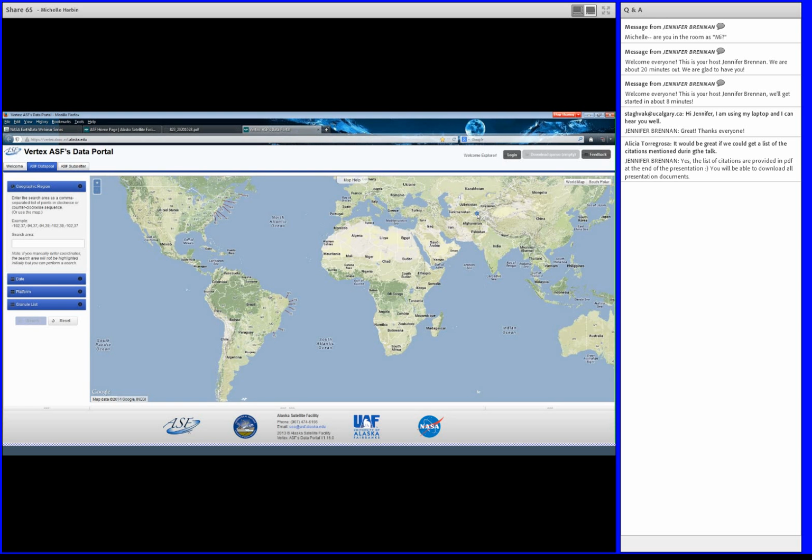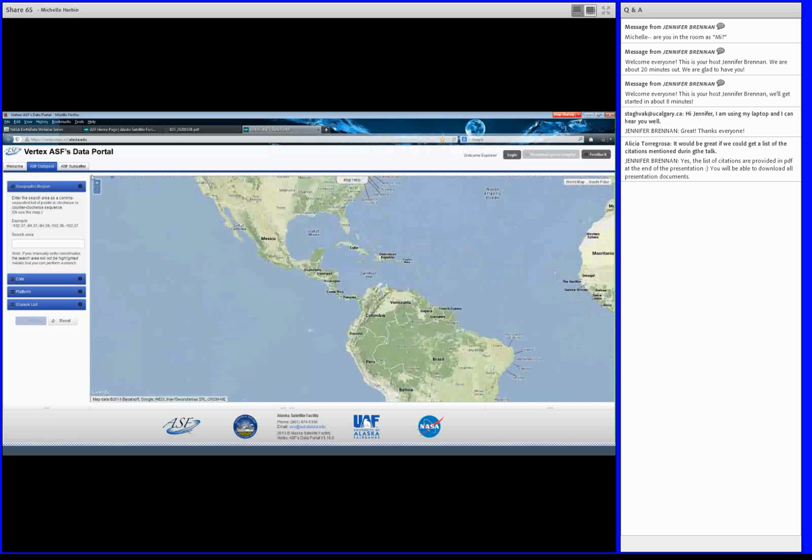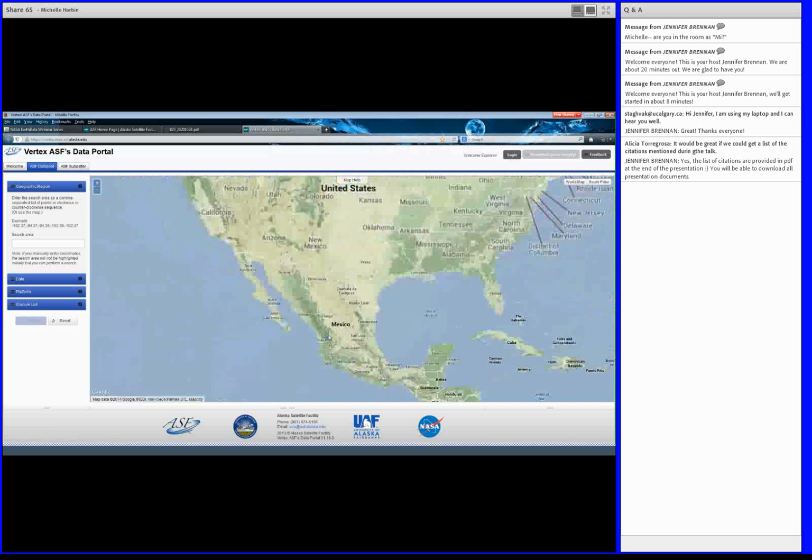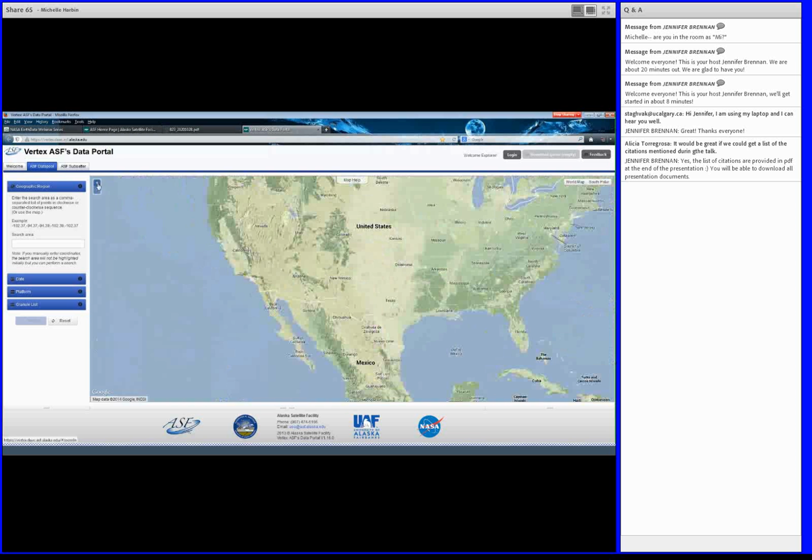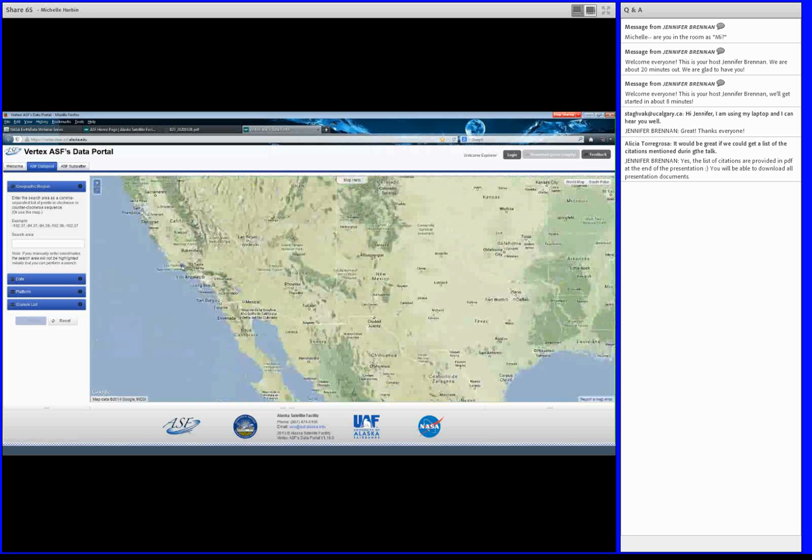So to begin a search, you simply need to create a search region. For example, I'm going to create a region in Southern California. I'm going to zoom, drag over there. And to create your box, you just simply click, drag, and click again. And then get that search started.